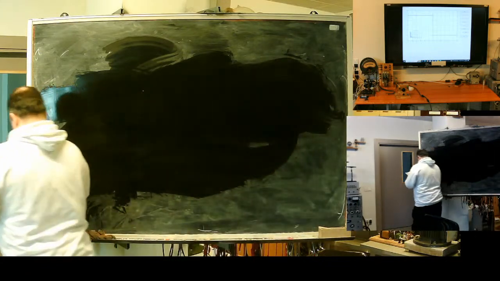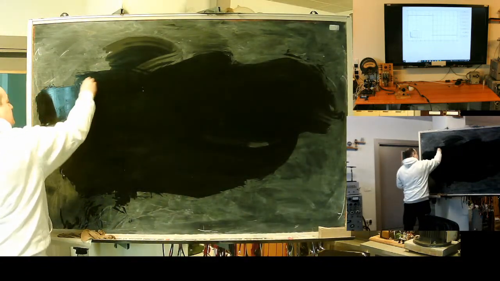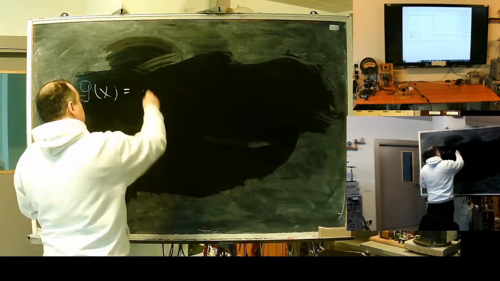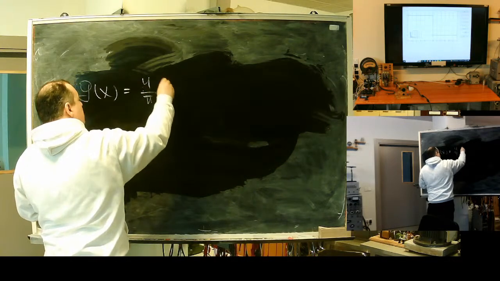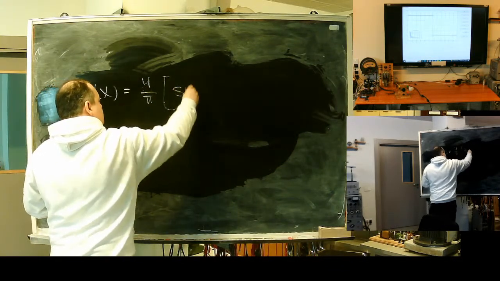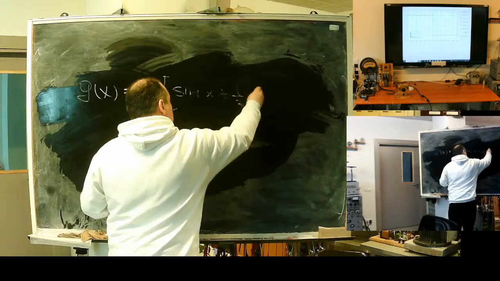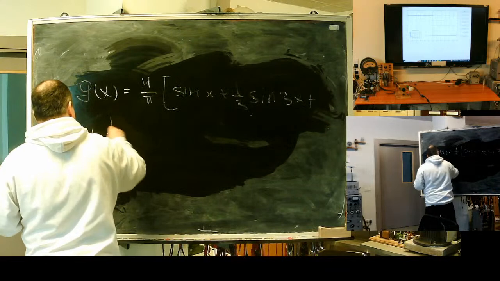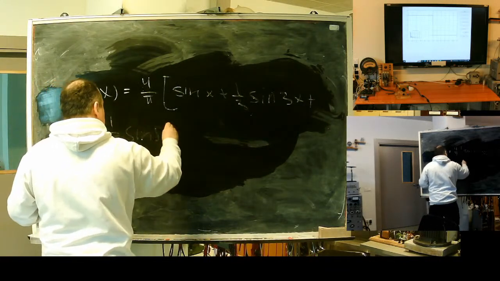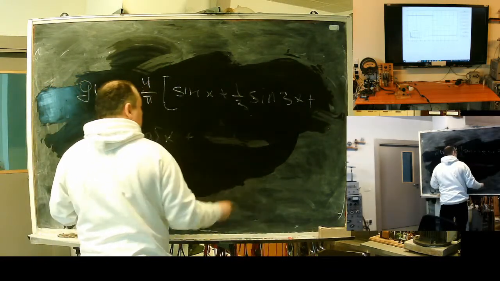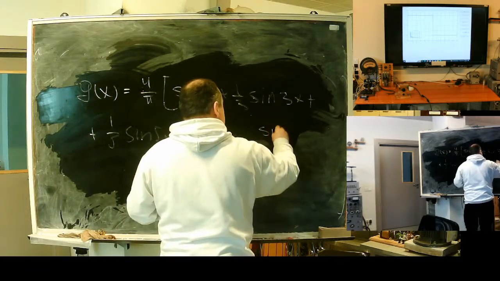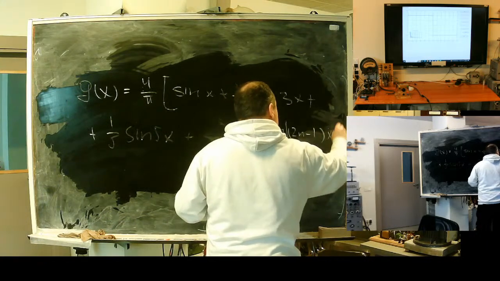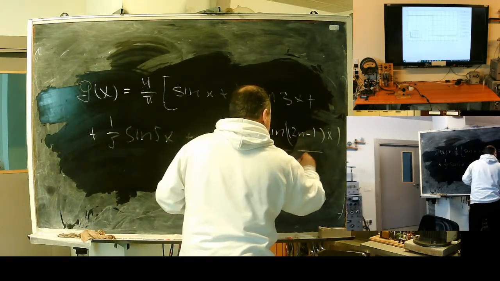Gibbs function. Any rectangular function can be substituted with 4 divided by pi times (sine x plus 1/3 sine 3x plus 1/5 sine 5x plus and so on), which equals the sign of x.